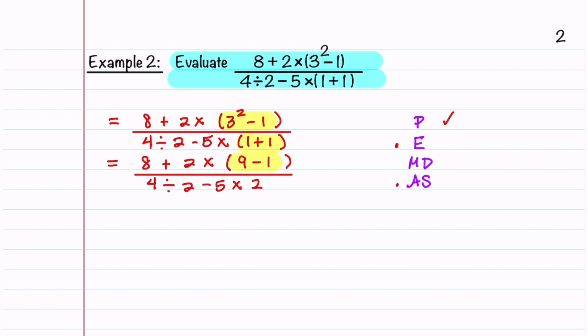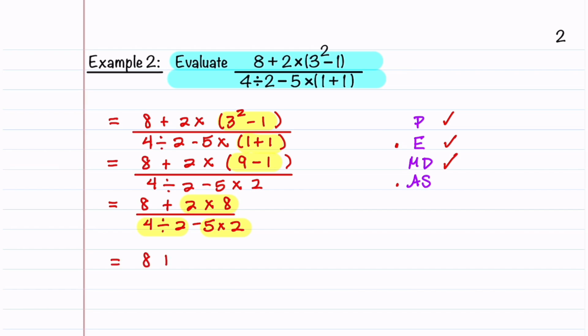We still have parentheses to evaluate, so let's go ahead and do that. We have 8 plus 2 times 9 minus 1 is going to be 8, all divided by 4 divided by 2 minus 5 times 2. We don't have any exponents, so let's check that off. And then our next step is multiplication and division. We have a multiplication on top, a division on the bottom, and then another multiplication on the bottom. We can do all those at one time.